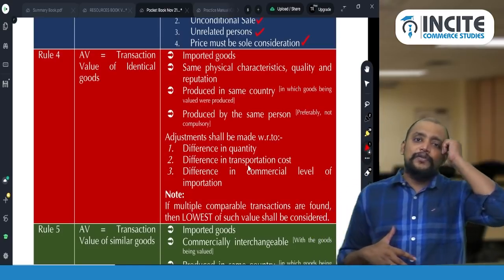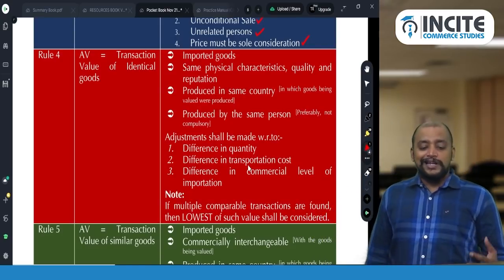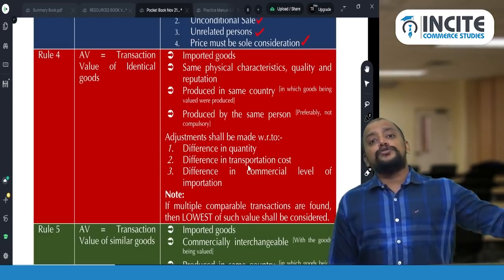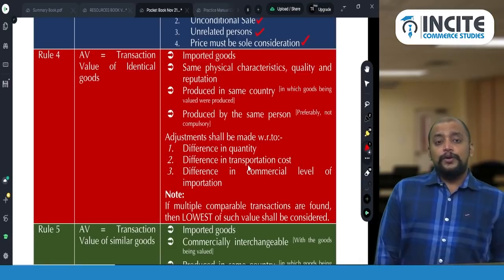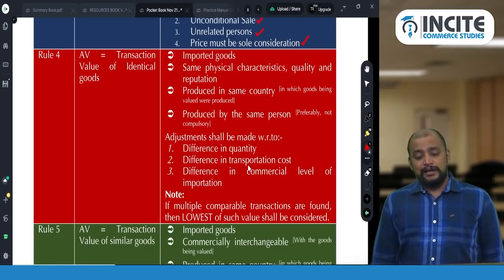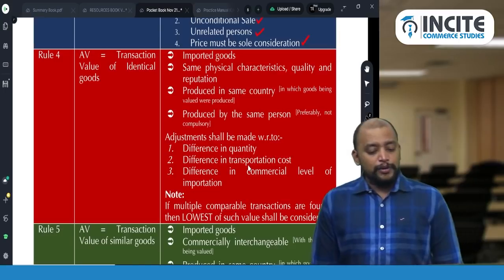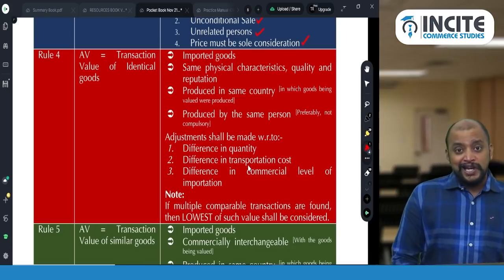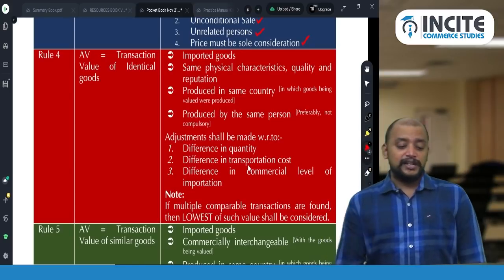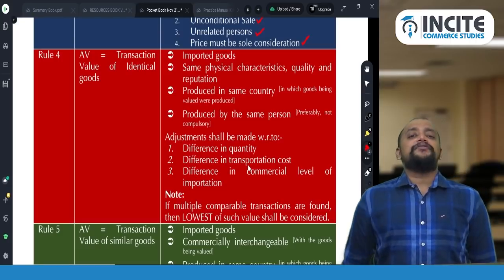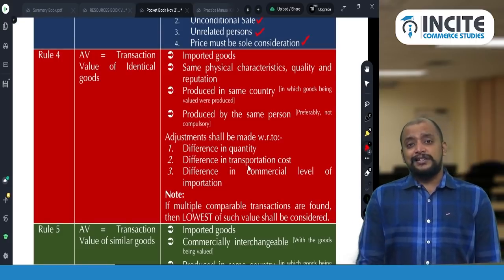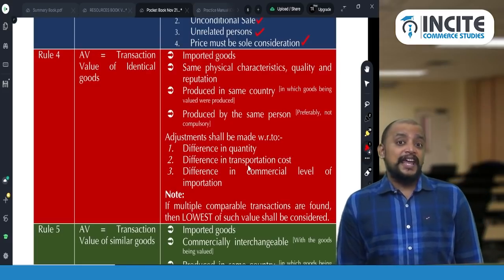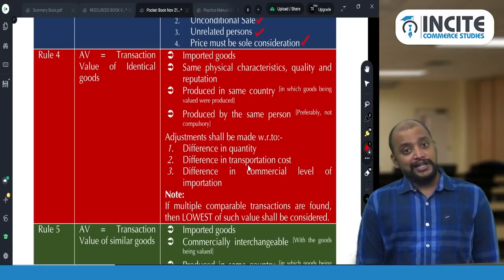So if the transaction value fails, then we need to go for identical goods. What are identical goods? Identical goods are also imported goods, like comparable goods. When? At or about the same time, not necessarily the same day, and having the same physical characteristics, quality and reputation. So there are no changes. For example, if I am importing an LG brand washing machine, a comparable Samsung brand washing machine can be taken, as it has the same reputation. Yes, we can take it.